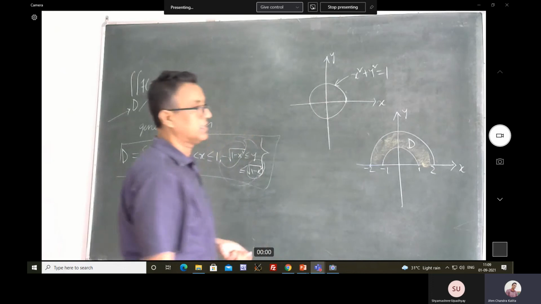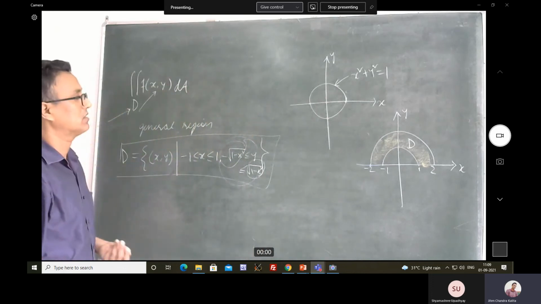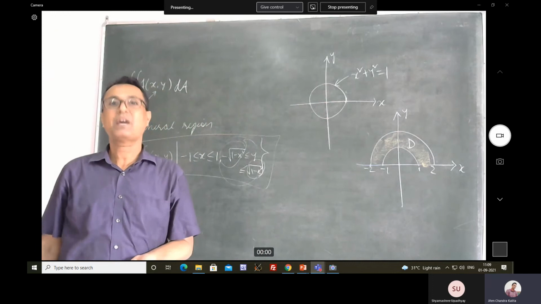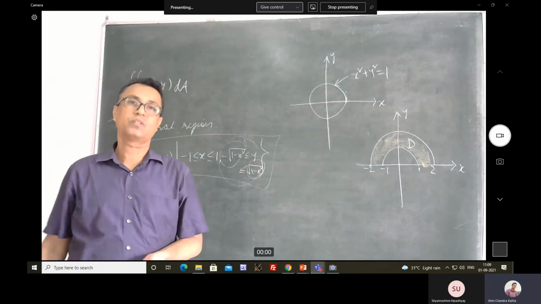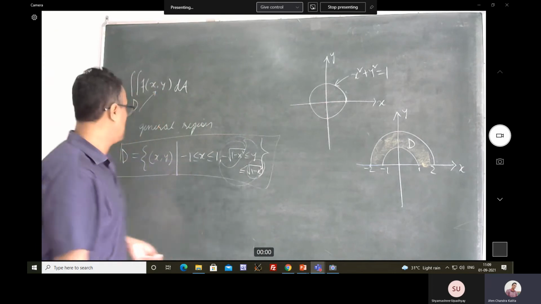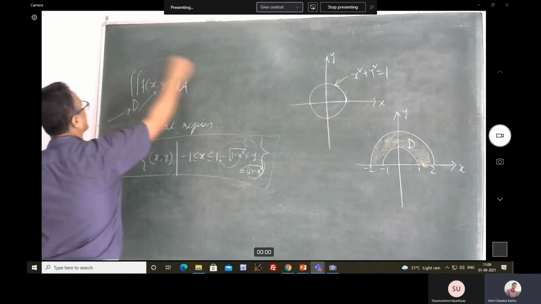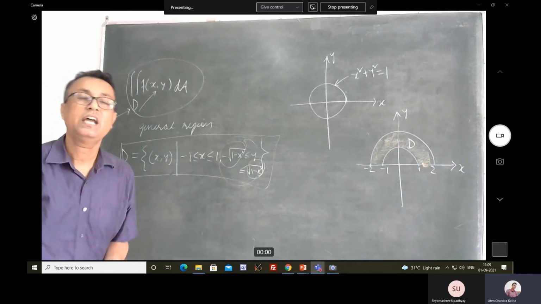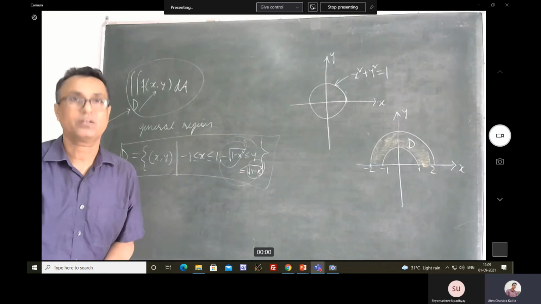So in those cases, you can easily recognize that using polar coordinates may be the better option. So that is what we are going to do. We are going to find double integral over domains which are expressible in terms of polar coordinates.